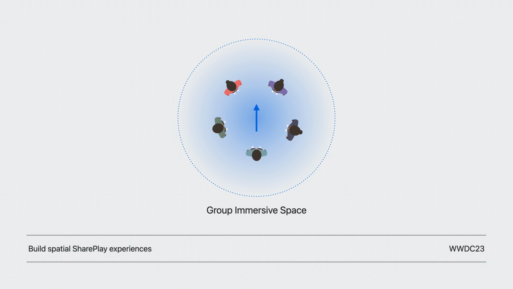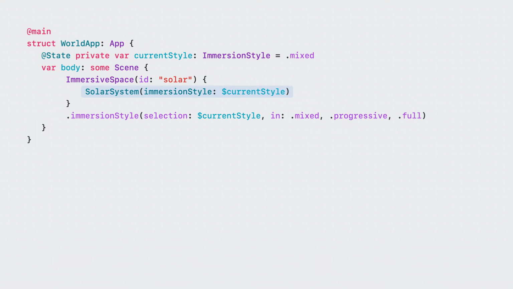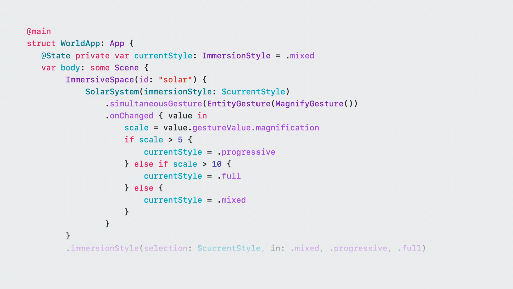We then use the immersion style scene modifier and define the list of styles we want our space to support. In order to have a reference to the current style, we pass in our state variable as a binding. If we pass the binding to our solar system, we can also read the current style and control it to transition to any of the map styles. In this sample, we'll transition on a magnification gesture so that as we scale up the solar system, we'll go to a different style.